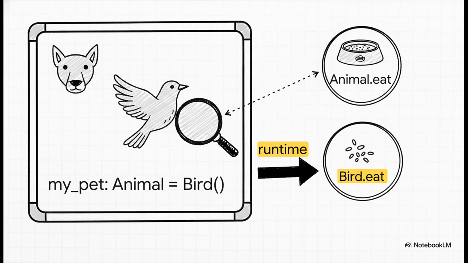Polymorphism. That's the answer. Python is smart. It doesn't care what type we said the variable was. At runtime, when the code is actually running, it looks at the object itself. It sees, hey, this thing is actually a bird, and so it calls the bird's overridden method. That's the whole point, making decisions at runtime. It's what makes the code so incredibly flexible.